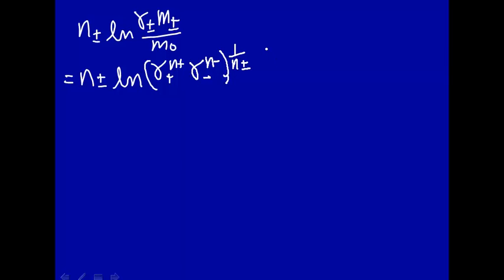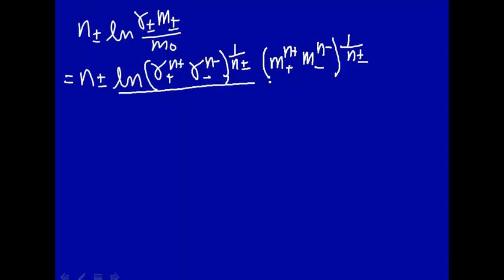Molal concentration was the plus raised to the n plus power, the minus raised to the n minus power, divided by 1 over n plus minus, divided by m. Sorry, that should not be the whole thing, just that thing you're taking the logarithm of should be divided by m0. And again, I keep forgetting to put those superscript m0.